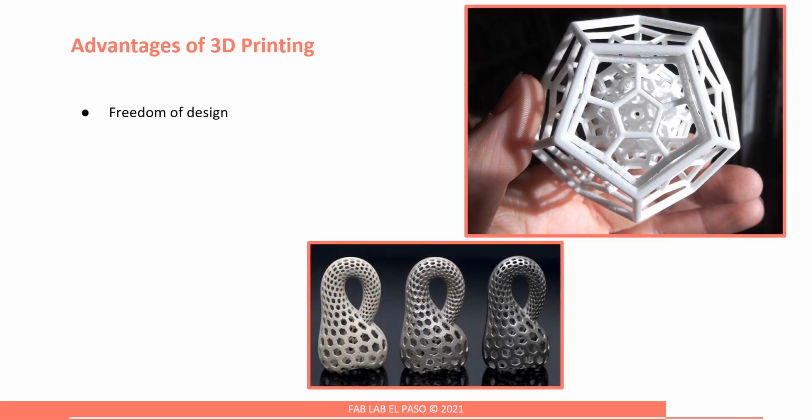Now let's talk about the advantages of 3D printing over traditional manufacturing methods. 3D printing, along with 3D modeling software, allows for freedom of design. We are now able to create shapes that would be impossible to achieve with other methods. We can create far more complex geometries without additional time, cost, or labor.